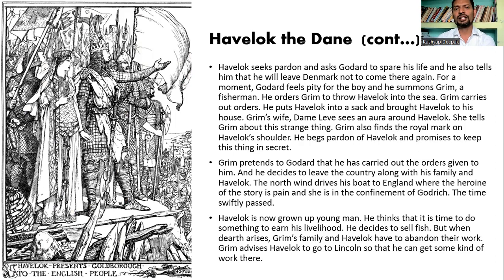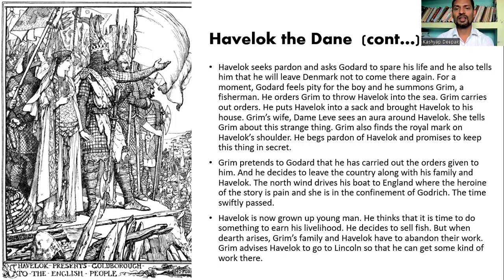Havelok seeks pardon and asks Godred to spare his life, and also tells him that he will leave Denmark, not to come there again. For a moment, Godred feels pity for the boy, and summons Grim, a fisherman. He orders Grim to throw Havelok into the sea. Grim carries out the order. He puts Havelok in a sack and takes him to his house.